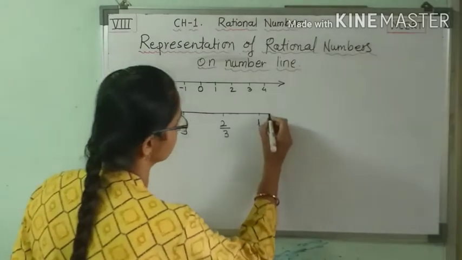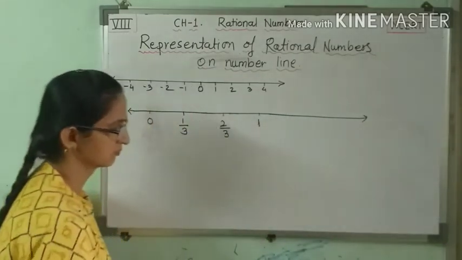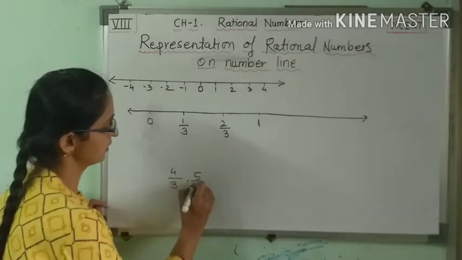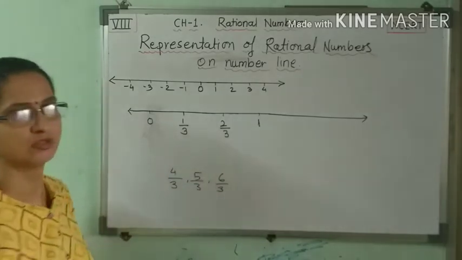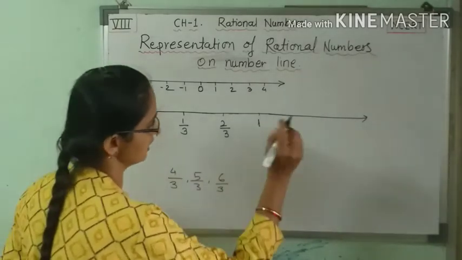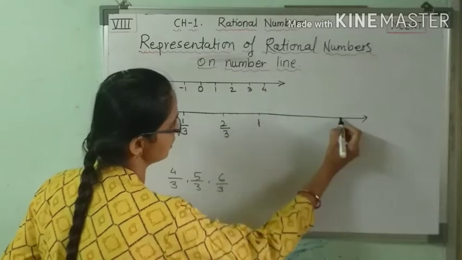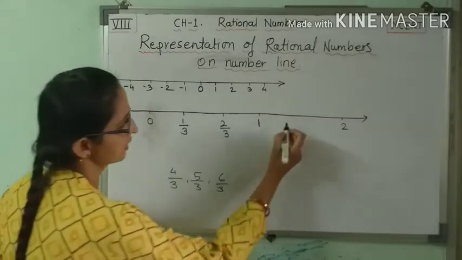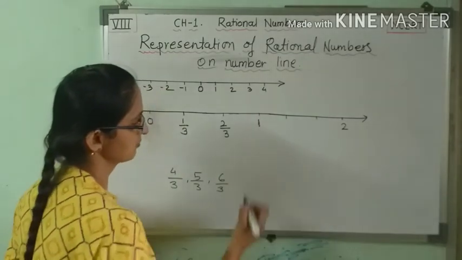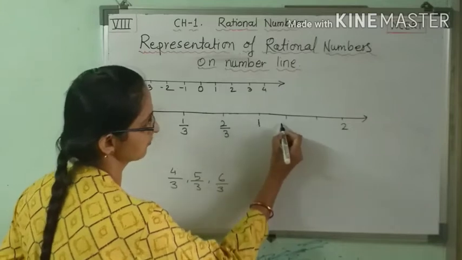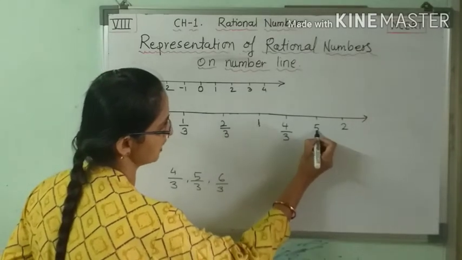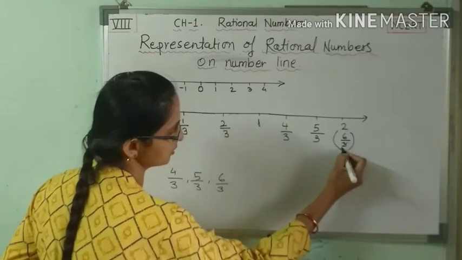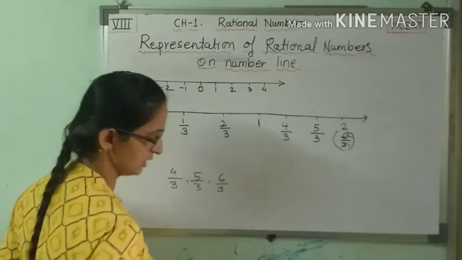Now what if I want to represent 4 upon 3, 5 upon 3, 6 upon 3 and so on? So I extended this line. Now after 1, I have taken 2 here. Again divide this into 3 equal parts. After 1, that is 3 upon 3, it is 4 upon 3, 5 upon 3. Here 6 upon 3. 6 upon 3 is 2, since 3 2s are 6. So it is 2.